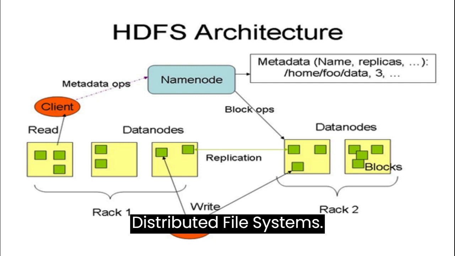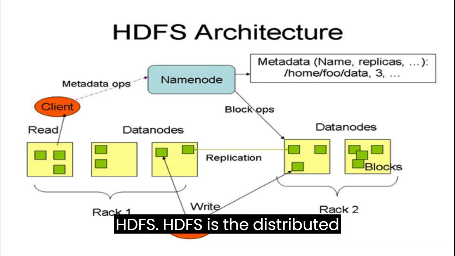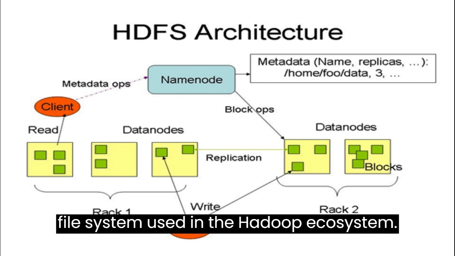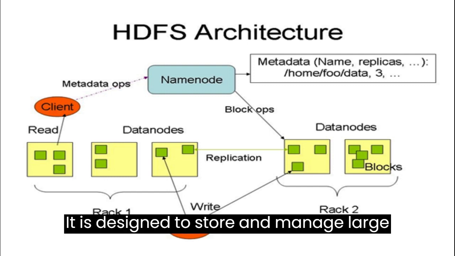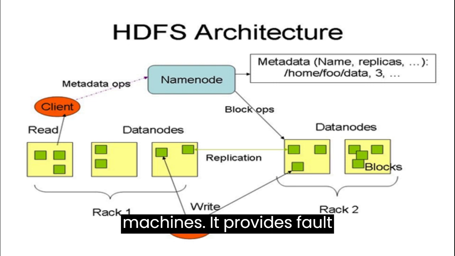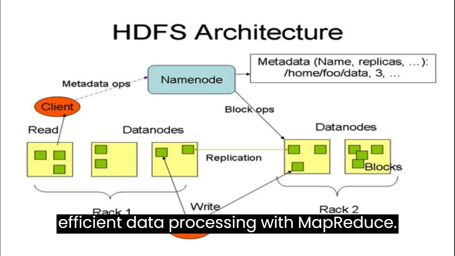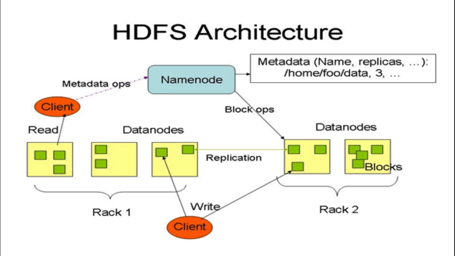Distributed file systems. Hadoop Distributed File System, HDFS. HDFS is the distributed file system used in the Hadoop ecosystem. It is designed to store and manage large volumes of data across a cluster of machines. It provides fault tolerance, data replication, and efficient data processing with MapReduce.